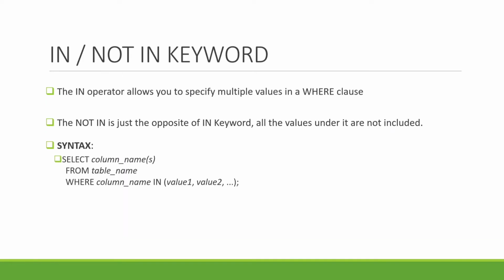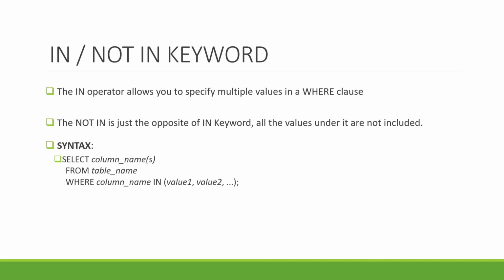I hope the AS command is clear. The next one is the IN or NOT IN keyword. This is a very important keyword. The IN operator allows you to specify multiple values in a where clause. Whenever we use a where clause, we use the equal to operator with it and specify whichever condition we want to apply. But suppose we do not want a single value or single condition, we actually want multiple values, we can use the IN keyword.